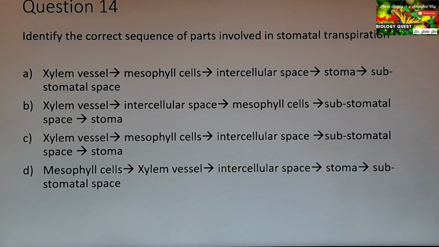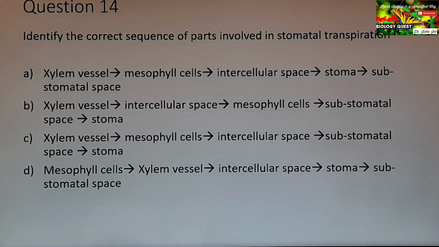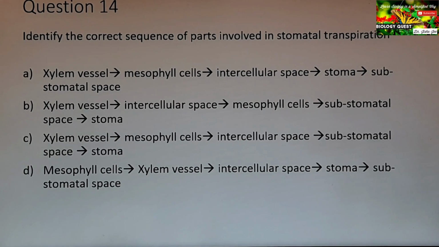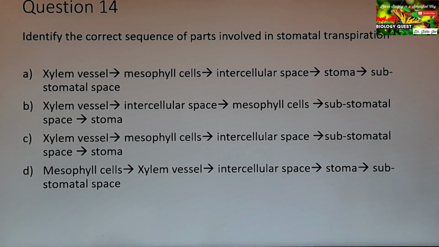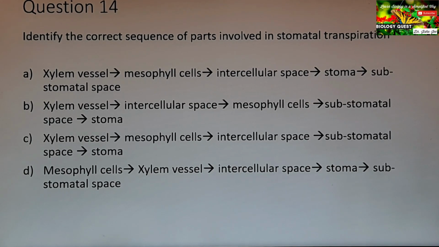So I think we have a diagram in our text showing the movement of water through the leaves. That is a cross section of the leaf, and the movement of water is indicated using arrows in that diagram. So you have to be familiar with that diagram, then only we will be able to answer this question. We know the water reaches the leaves through the xylem vessel. So xylem vessel is the first word that should be chosen.